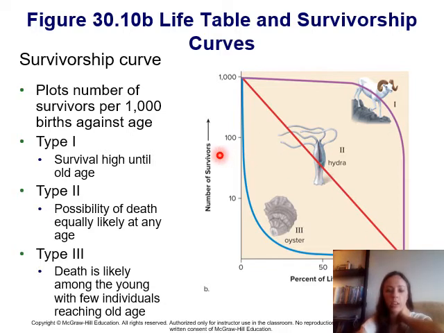The oysters, on the other hand, will have this type 3 survivorship curve, or an L-shaped survivorship curve, and this just means that most of the young will end up dying, and that very few of the oysters end up surviving into their post-reproductive stage.